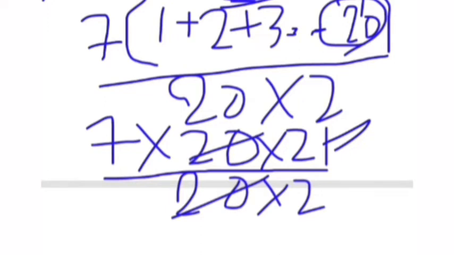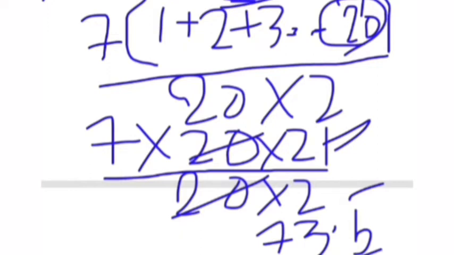If you calculate 21 into 7, 21 sevens is going to be 147. 147 by 2 is going to be 73.5. So the answer is 73.5. This is the solution: the average of the first 20 multiples of 7 is 73.5.